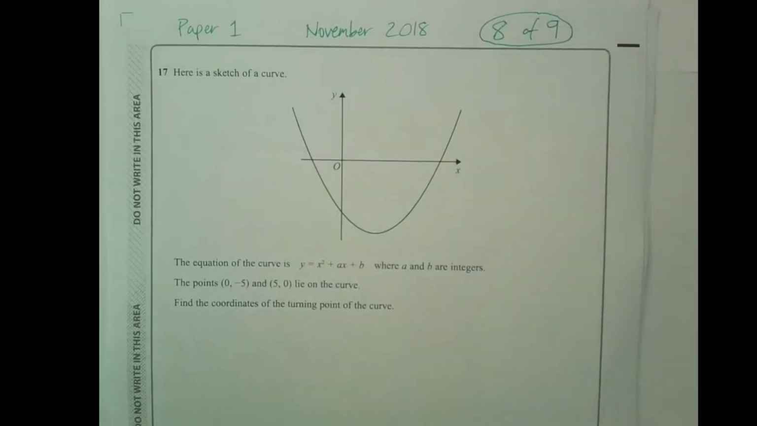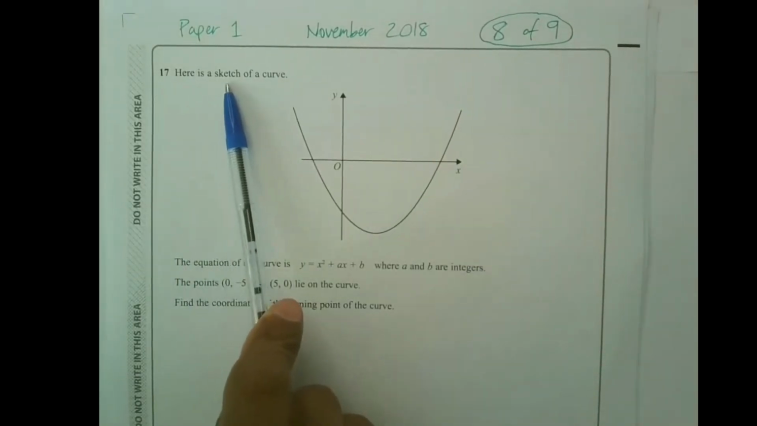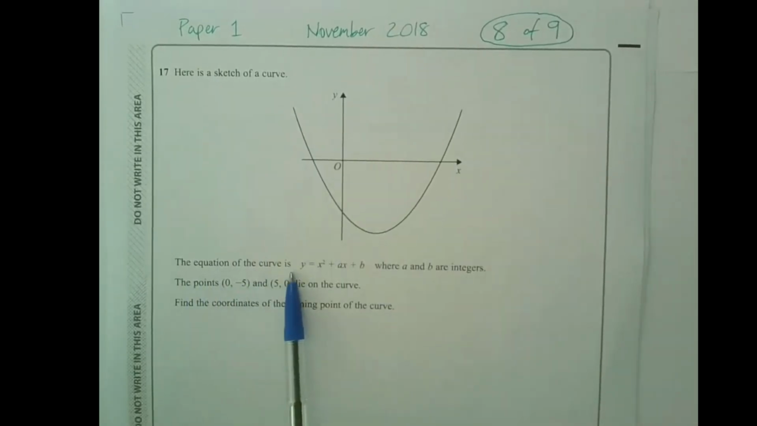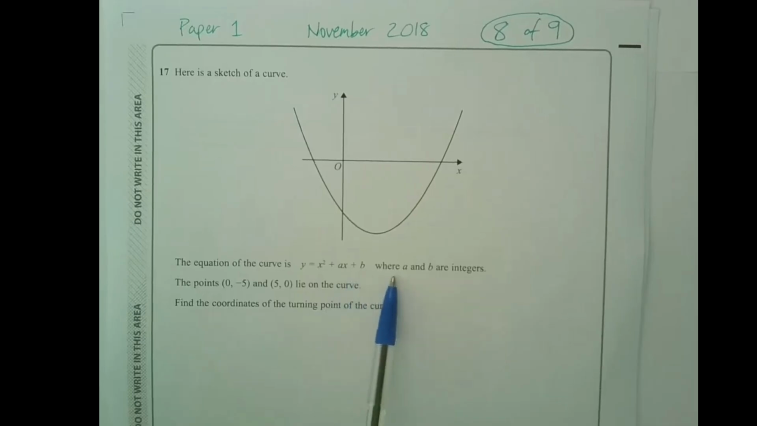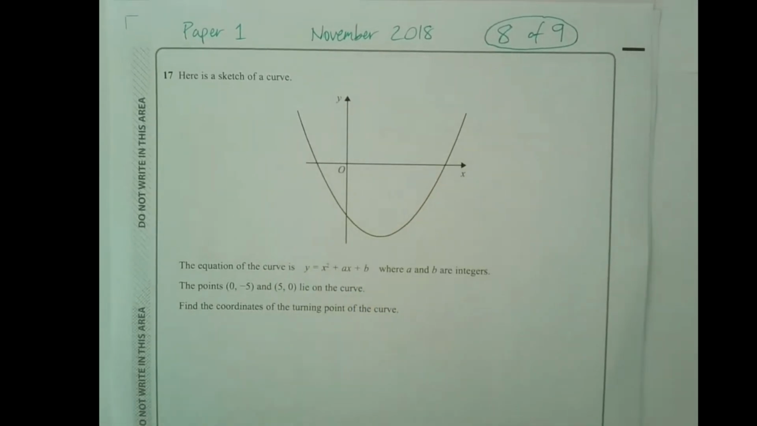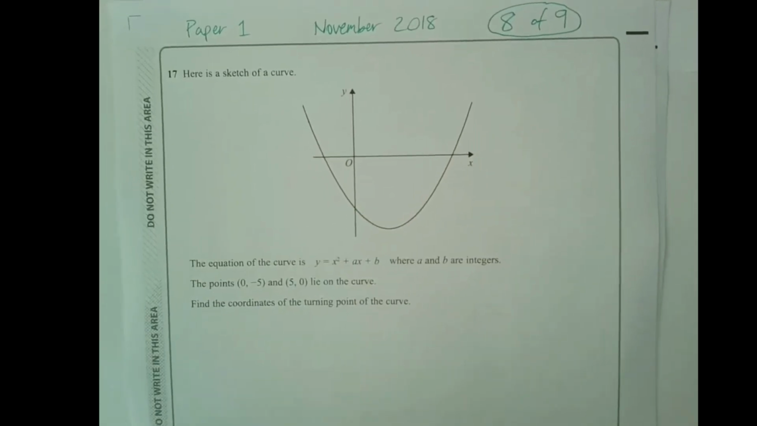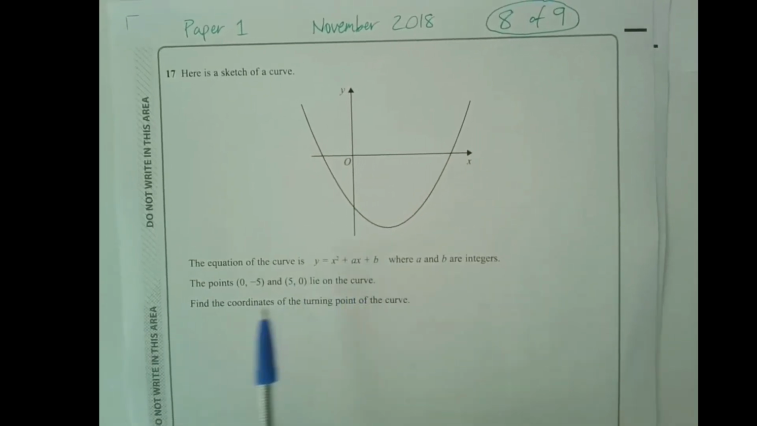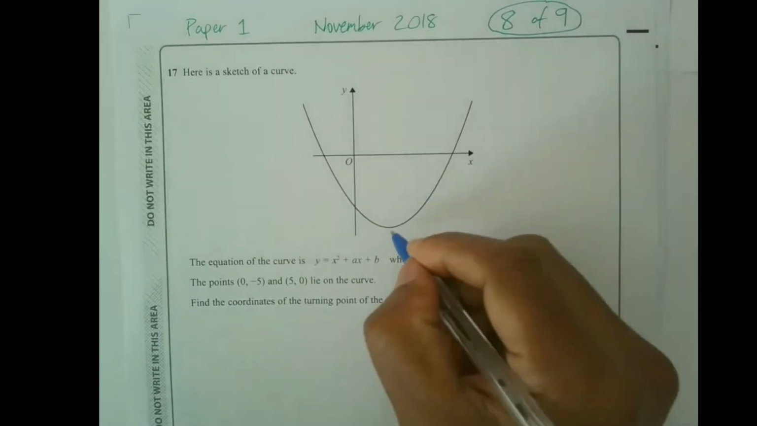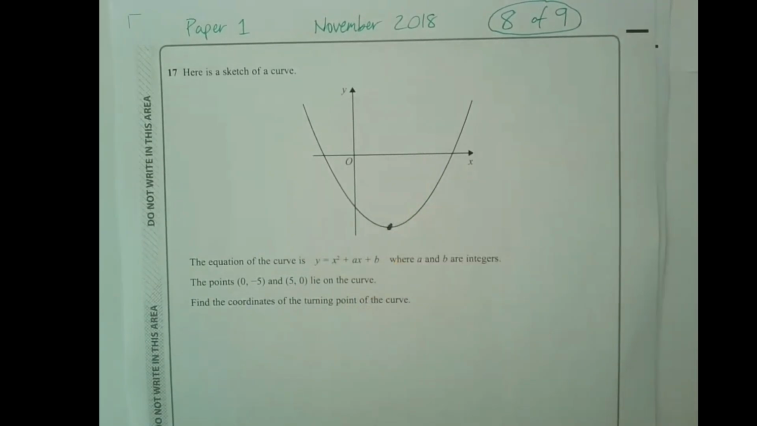Okay, let's look at this question. It says, here is a sketch of a curve. So we've got a curve there. The equation of the curve is y equals x squared plus ax plus b, where a and b are integers. The points 0, minus 5, and 5, 0 lie on the curve. Find the coordinates of the turning point. So we need to find out what this is.